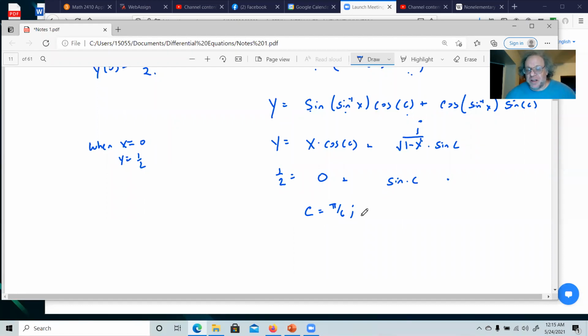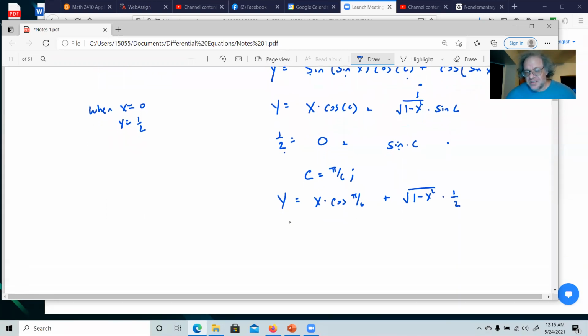So let's plug this back into our equation here. So we have y is equal to x times the cosine of c, plus the square root of 1 minus x squared, and then the sine of c. I know that you know that c was going to be pi over 6, and sine of c equals 1/2. So the cosine of pi over 6, again, I know you have this at the ready, is the square root of 3 over 2 x plus the square root of 1 minus x squared all over 2. And there you go. There's your answer.